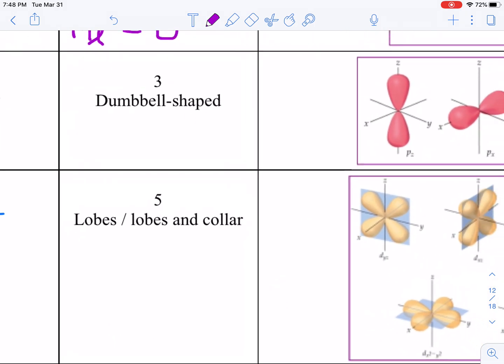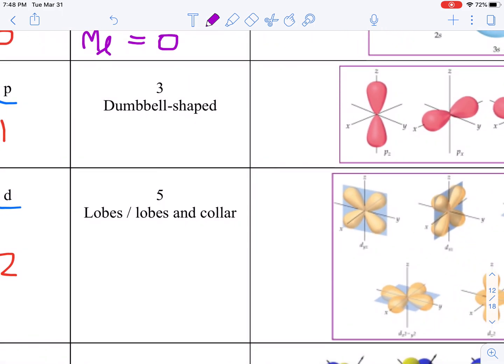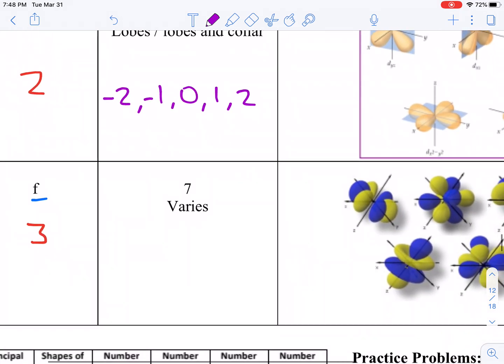For P, there are 3 orientations, right? So M sub L could equal -1, 0, and 1. There are your 3 numbers. For D, there are 5 orientations: -2, -1, 0, 1, and 2, right? And so that corresponds with 5 shapes. For F, there are 7. We have -3, -2, -1, 0, 1, 2, and 3.